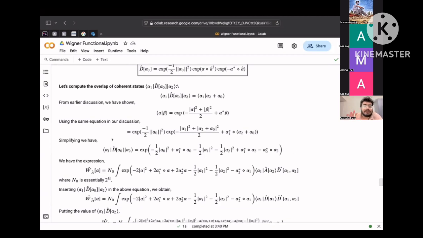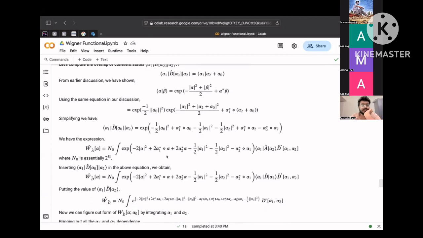So now we have the expression from the earlier discussion that the Wigner function of an operator is essentially some normalization constant times a big exponential times the matrix element, the alpha 1, alpha 2 element of the matrix, of which I am trying to find the Wigner functional representation, and the total integral will be over alpha 1 and alpha 2.